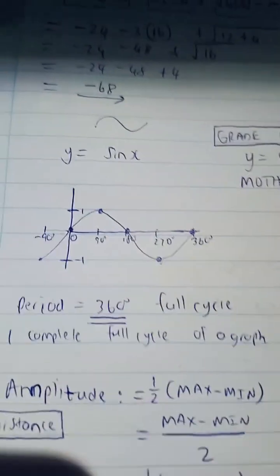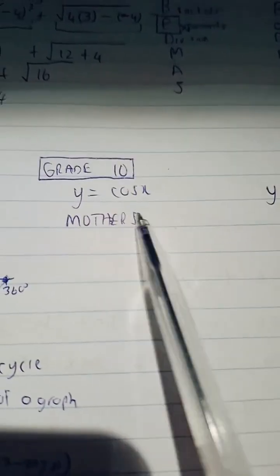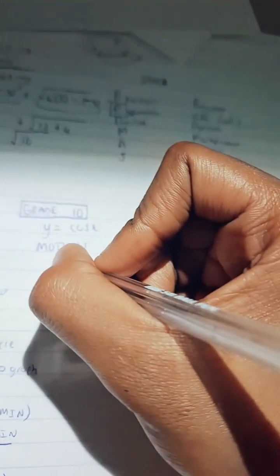So guys, I'm going to get there. I'm going to get to the interpretation. It's just that I'm trying to establish the basics so that when I go to the interpretation, you can actually see its relevance. Let's look at the cos graph. I hope we also know the basic mother graph of the cos graph.